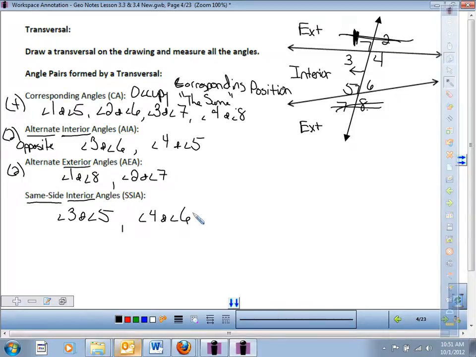Now notice on each of these I have some shorthand here. Like we did VA and LP for vertical angles and linear pair, corresponding would be CA. Alternate interior angles, AIA, AEA, and SSIA. Those are just some abbreviations, some acronyms for these angle relationships.